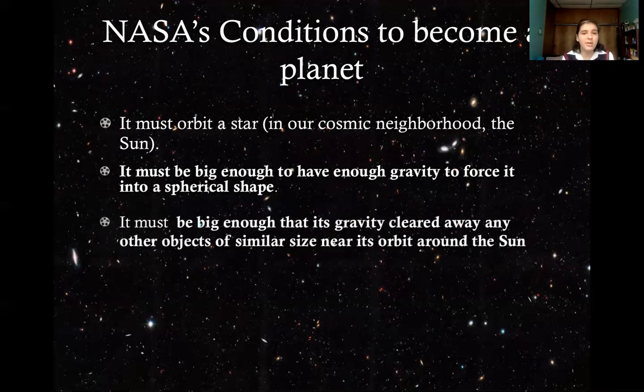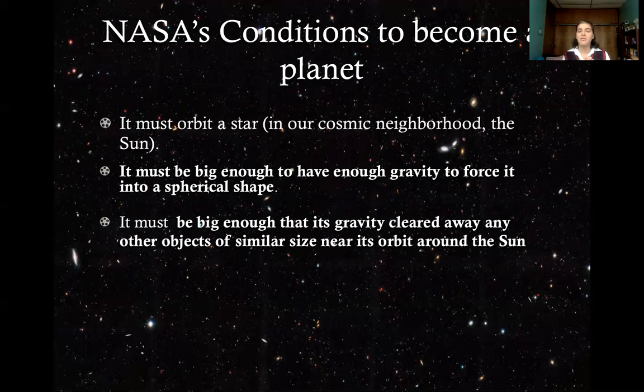Now, it also must be big enough that its gravity cleared away any other objects of similar size near its orbit around the sun. Okay, so that means that there must not be any object bigger than that planet revolving in its path, okay?